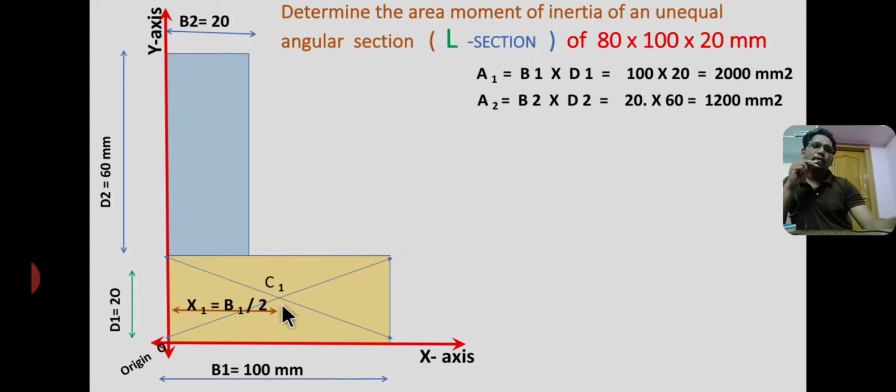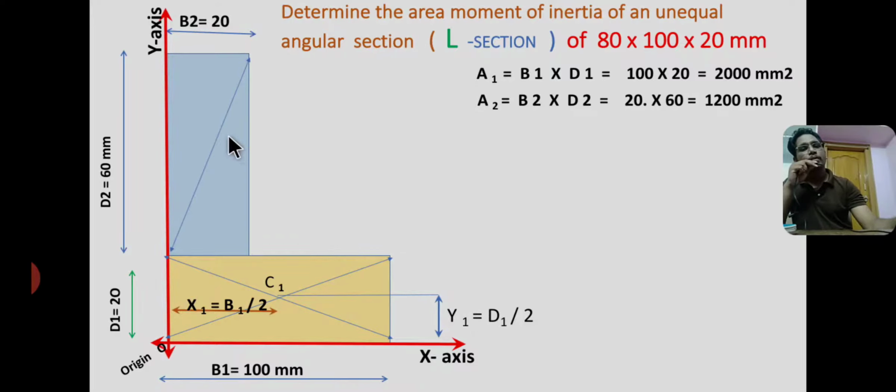Now y1 from the x-axis, the vertical distance between the centroid and the x-axis, is y1 equal to half of the height. For the height of the bottom rectangle equal to 20 mm, half of the height equal to 10 mm. So y1 equal to 10 mm.